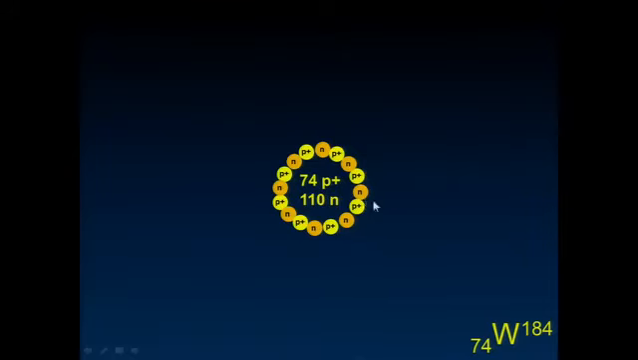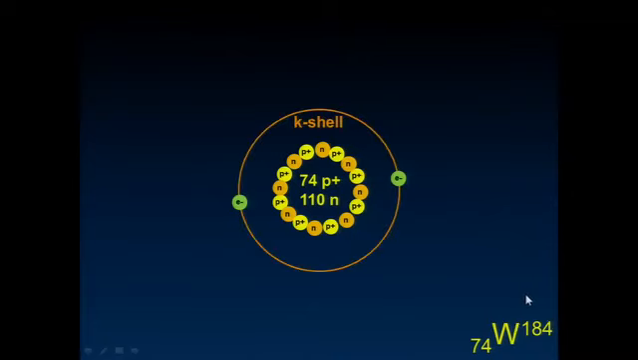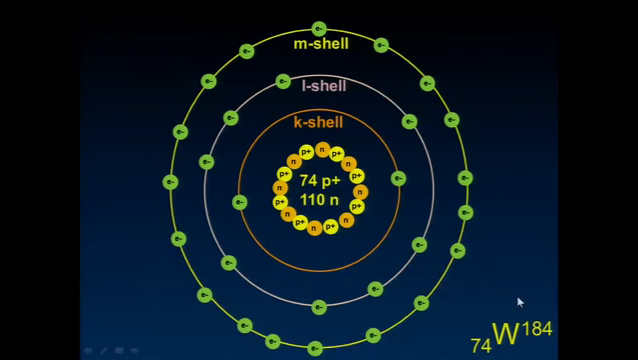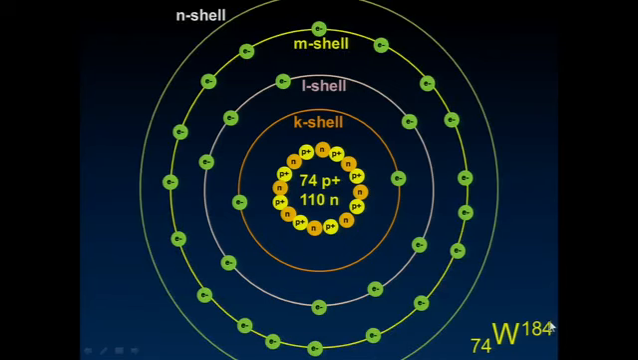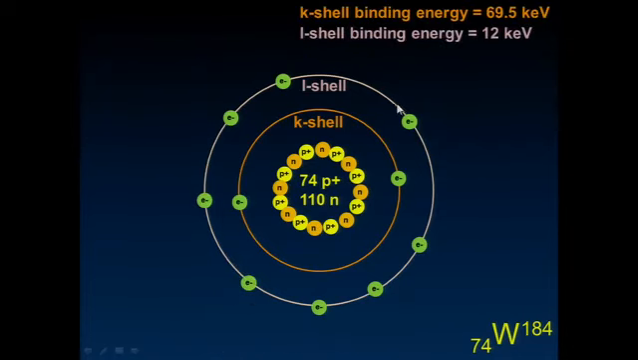So this is tungsten, right? It's got 74 protons, and it's got 110 neutrons, 184 minus the 74. This is the sum of the protons plus the neutrons. I'm going to start to draw in its electron shells, but I'm going to give up very quickly because I don't want to draw shells of 74 electrons, and we'll make our point with a little subset of those. So it turns out that the K-shell binding energy for tungsten is about 69.5 kiloelectron volts. And the L-shell binding energy is about 12 kiloelectron volts.